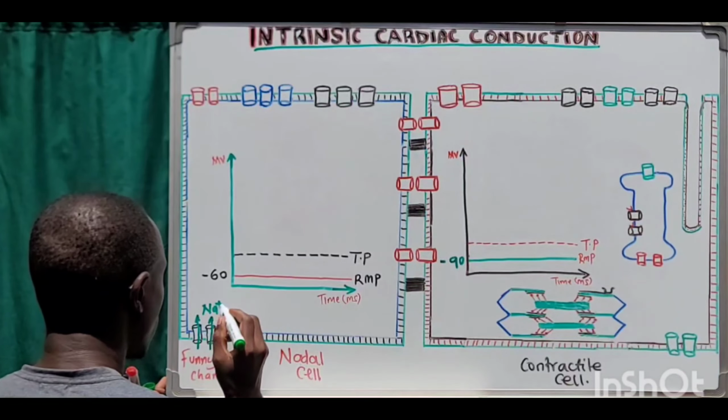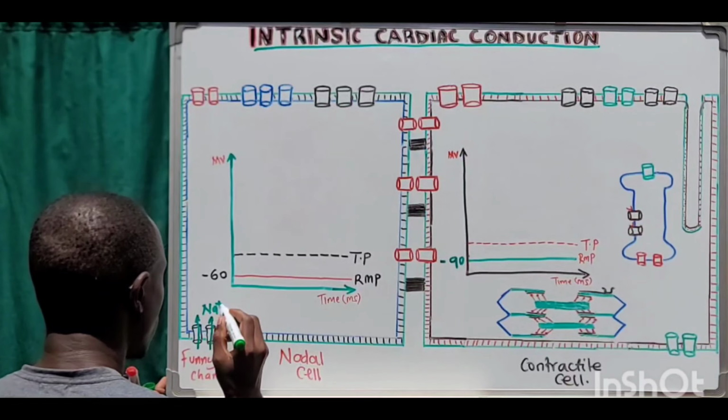And the reason why the nodal cell doesn't have a resting membrane potential is just because of these funny sodium channels. As it tries to come to around negative 60 millivolts, these funny sodium channels start opening. When they open, they move the membrane from the resting membrane potential to approximately negative 55 millivolts.